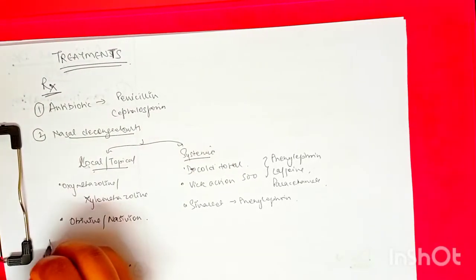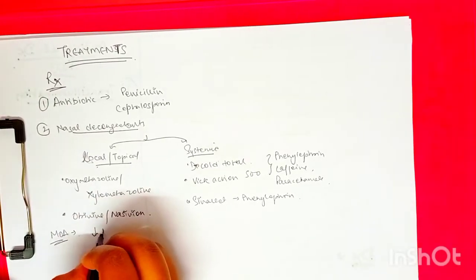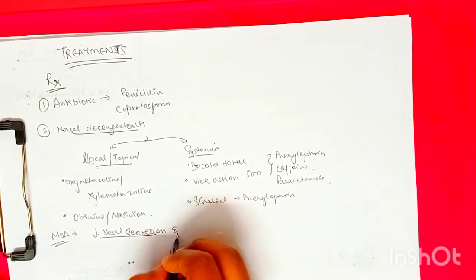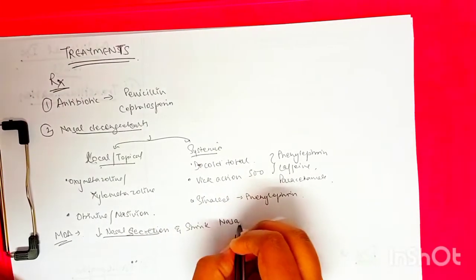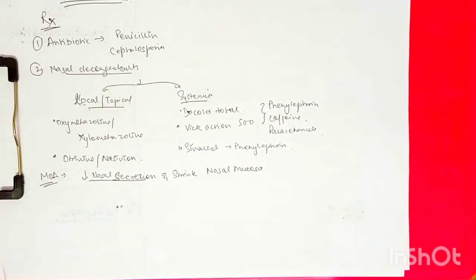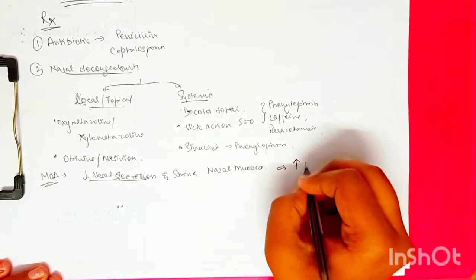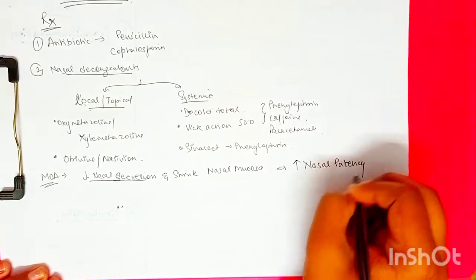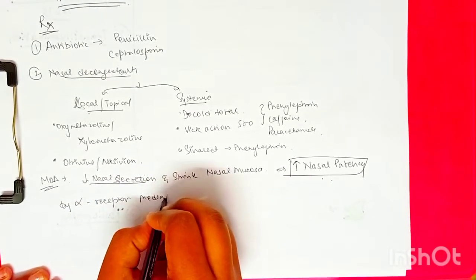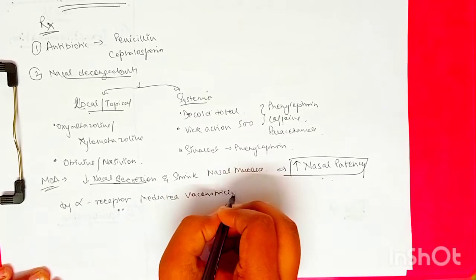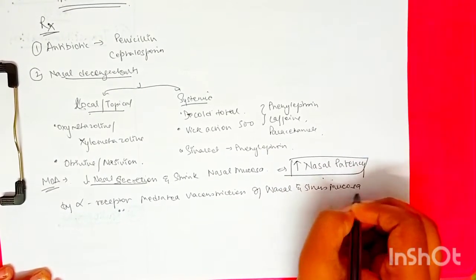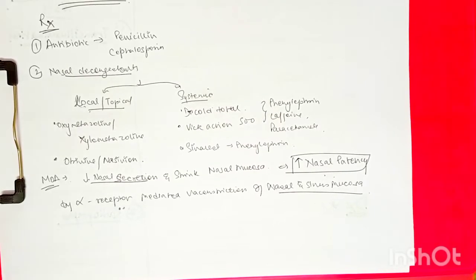Let's see that. The mechanism of action behind it is, it decreases the nasal secretions, it shrinks the nasal mucosa, and hence it increases the nasal patency, by alpha receptor mediated vasoconstriction of nasal and sinus mucosa. This is the basic main mechanism of action.